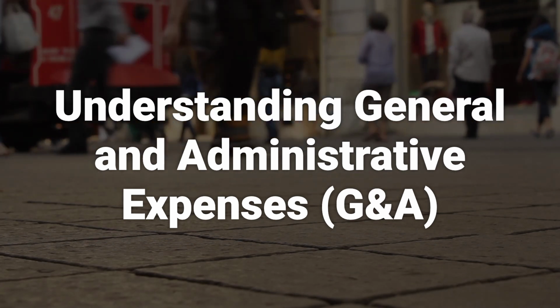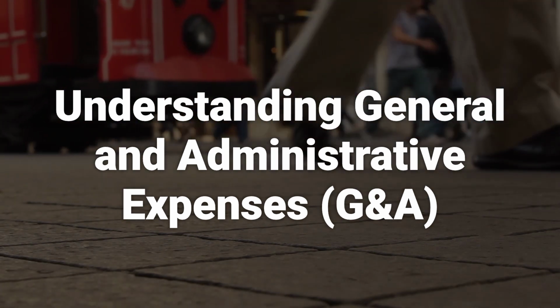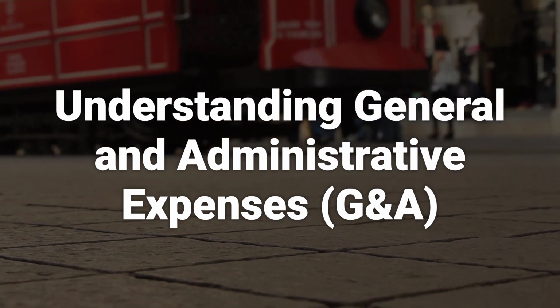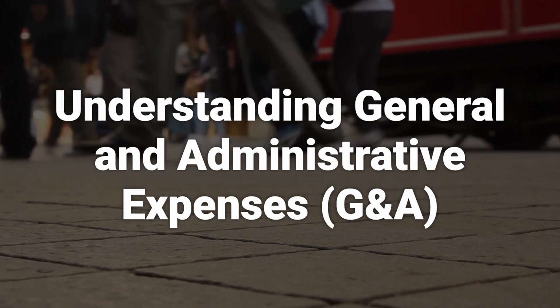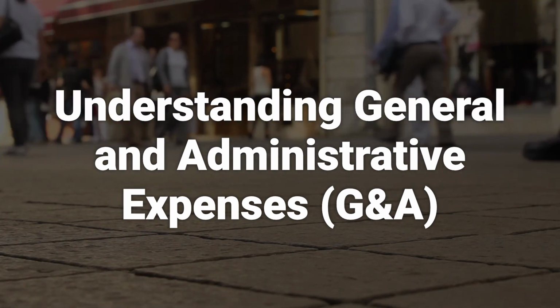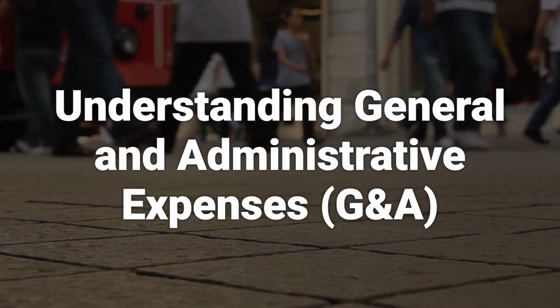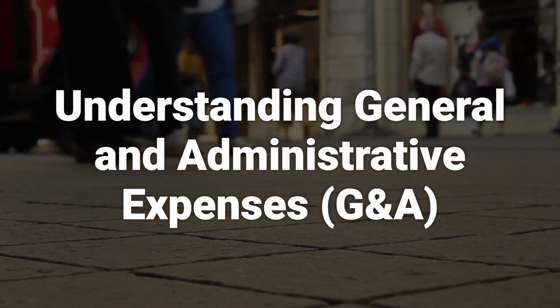General and administrative expenses are listed below cost of goods sold, COGS, on a company's income statement. The top section of an income statement always displays the company's revenues for the given accounting period. COGS is deducted from the net revenue figure to determine the gross margin. The general and administrative expenses are then deducted from the gross margin to arrive at net income.